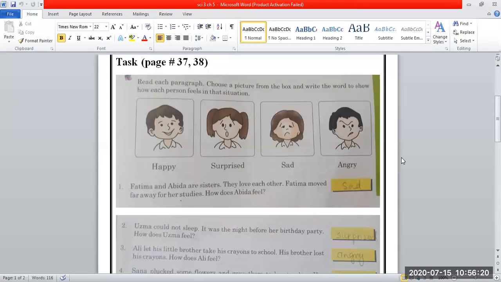This is a task where you have to read each paragraph, choose a picture from the books and write the word to show how each person feels in the different situations. Different situations are given there. The first one on page number 37 is that Fatima and Abida are sisters. They love each other. Fatima moved far away for her studies. How does Abida feel?